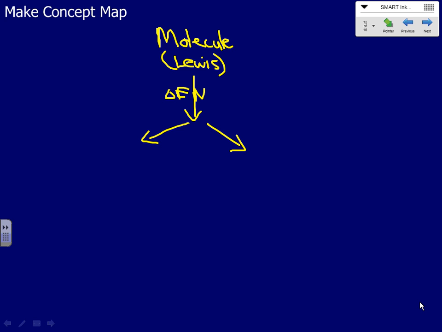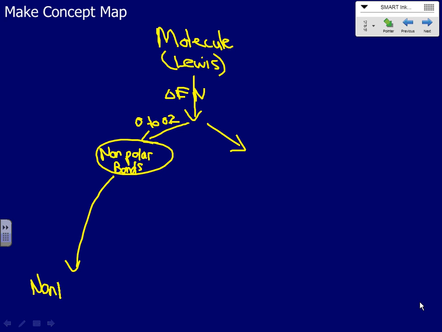Because if the delta EN is between 0 to 0.2, right? If it's between 0 and 0.2, what do we learn about our bonds? Non-polar bonds. And if the bonds aren't polar, I can go straight down to the bottom, because if the bonds aren't polar, what can I say about the molecule? It's a non-polar molecule. If the bonds aren't polar, then the molecule can't be polar. Okay?